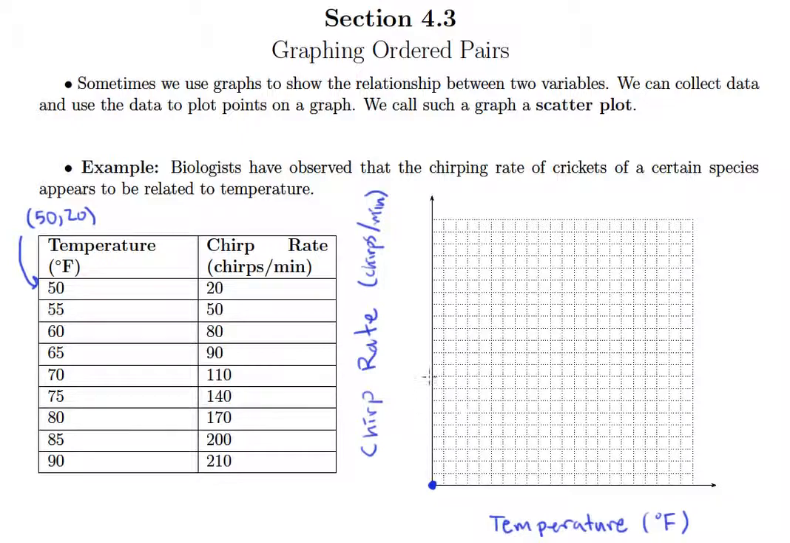I would need exactly 21 notches here to get all the way up to 210. And it looks like I do have about that many notches. So what we're going to do is count by tens, but so that things don't get too cramped, I'm only going to label every other notch here.